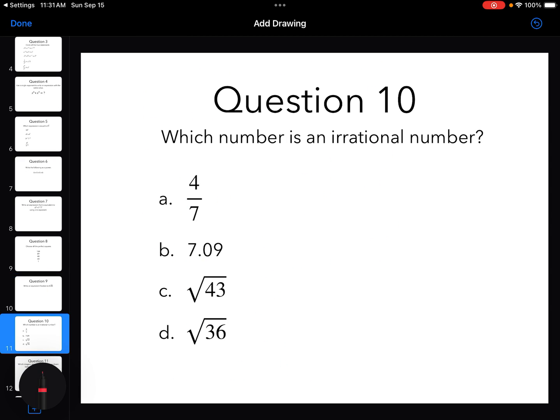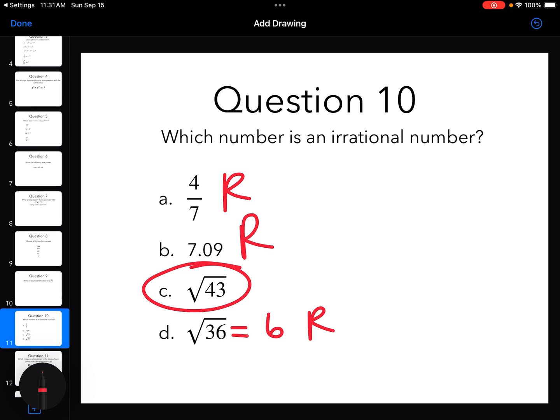All right, which number is an irrational number? So they want the irrational number, so we're looking for pi or a non-perfect square or a decimal with no pattern. So a fraction is a rational number, a terminating decimal is a rational number, and this is a perfect square, so that's a rational number. So C is the irrational number.